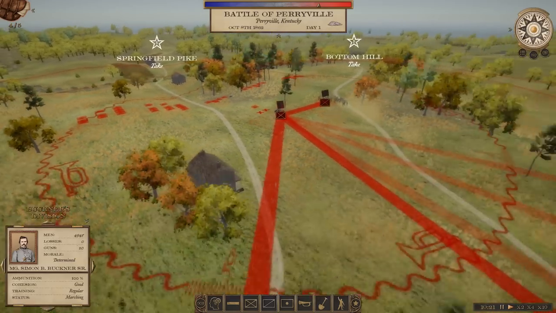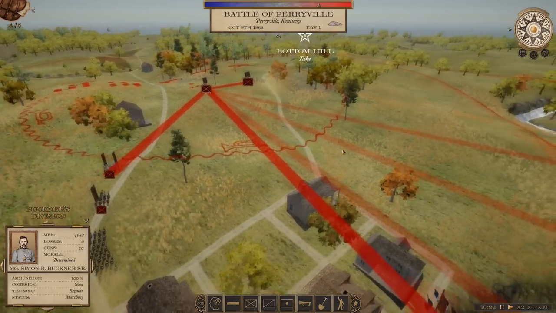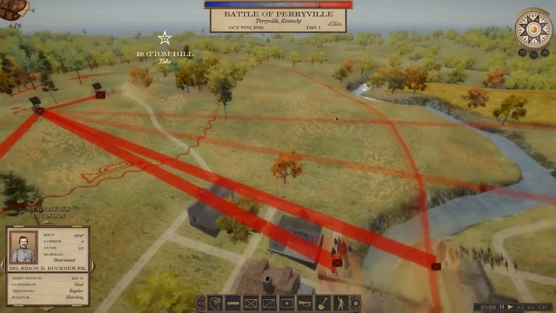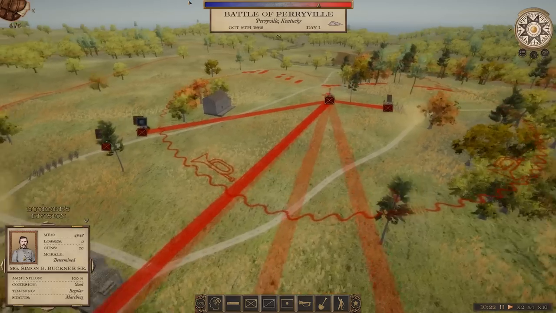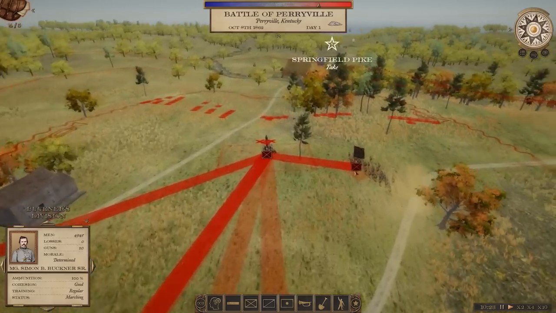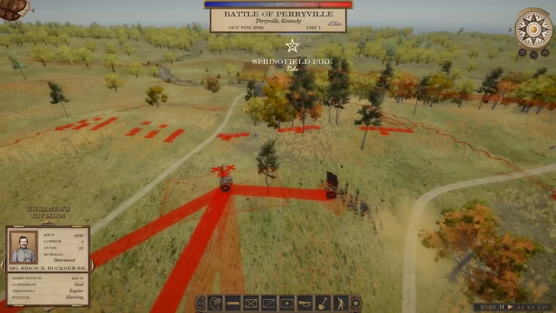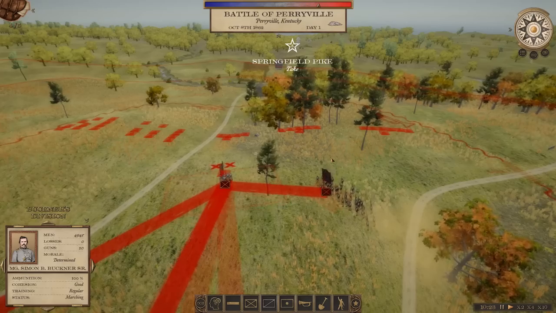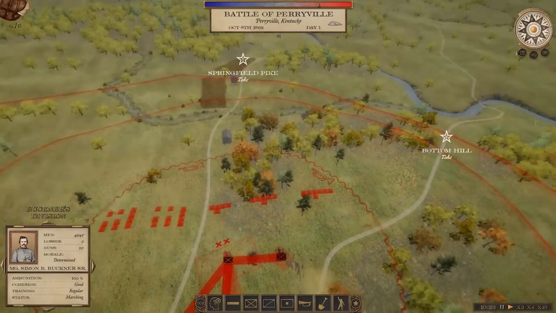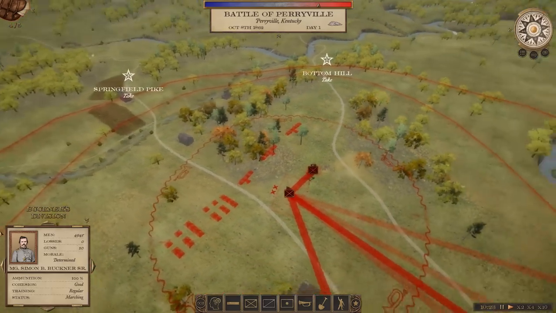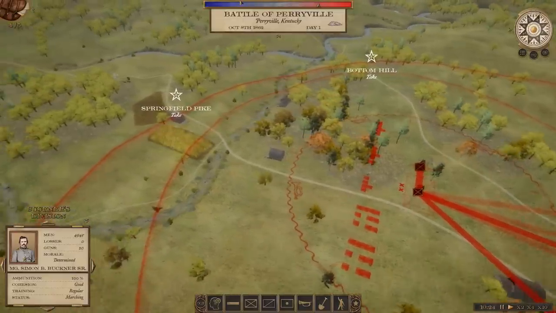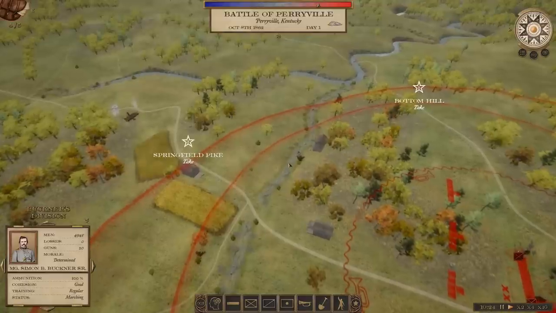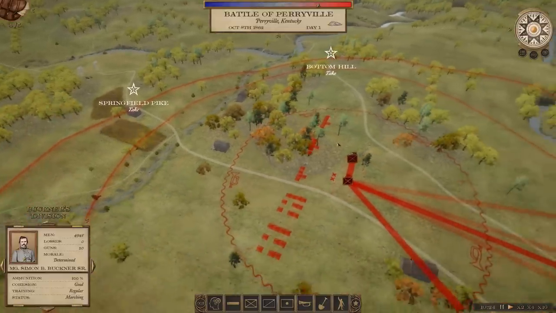Here we have Buckner's division, marching and playing some cheerful tunes. And as Wharton will be the first division combat ready on Bottom Hill, I think we should use them to stop the enemy onslaught on Springfield Pike and push him forward.